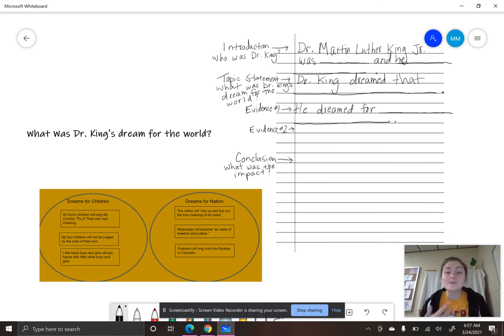Evidence 2, you're going to tell me a dream that he had for America. Look back. We said that his dream for the country would be that the nation will rise up and live out the true meaning of its creed. Mississippi would become an oasis of freedom and justice, and freedom will ring from the Rockies in Colorado. We talked about let freedom ring and how he wanted that to happen everywhere. So, evidence 2, I want you to tell me a dream that he had for the nation of the United States. He dreamed for blank.